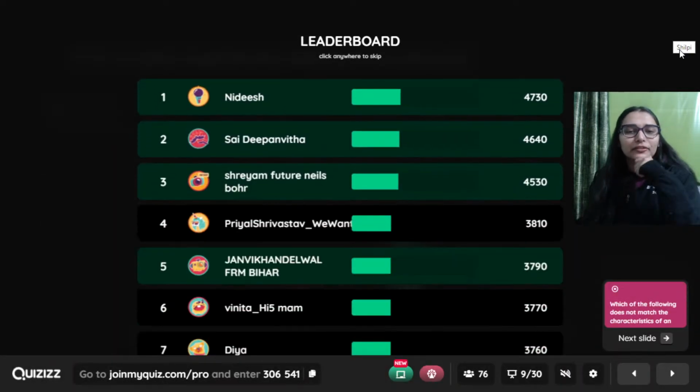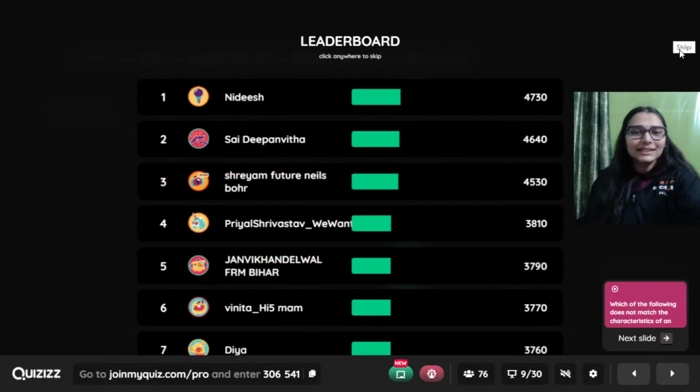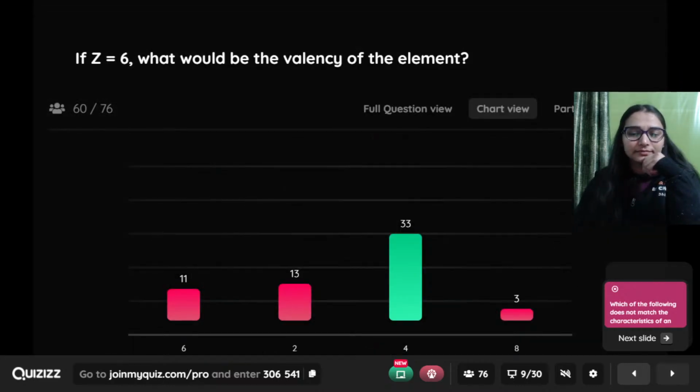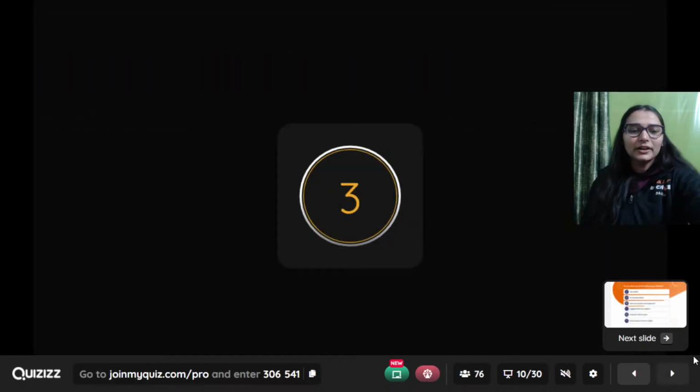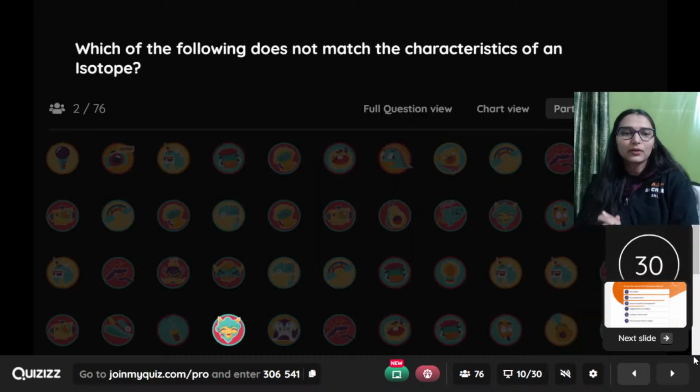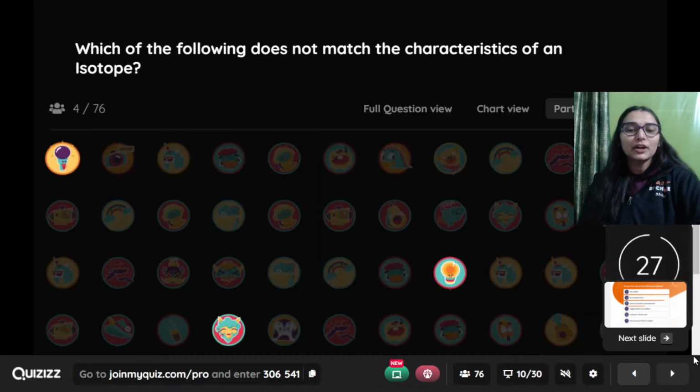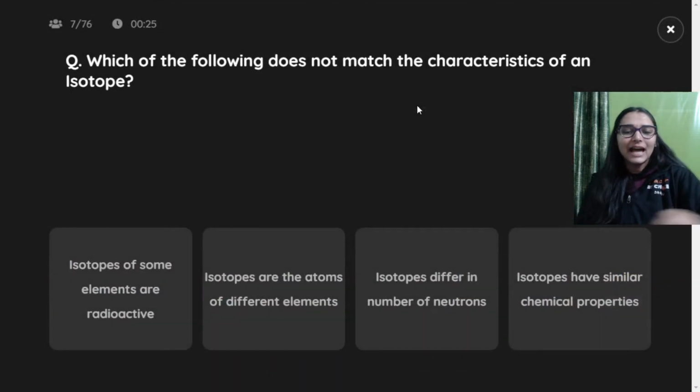Okay, so that will be having the valency 4. Easy है. Write the configuration 2 4. 4 valence electrons. Valency would be 4. Okay? Easy peasy, not difficult. Next question on your screens, and there we go. Which of the following does not match the characteristics of an isotope?